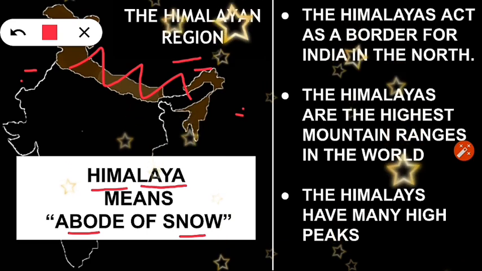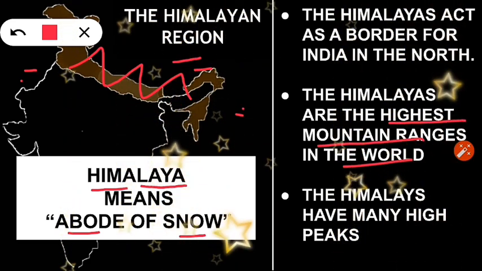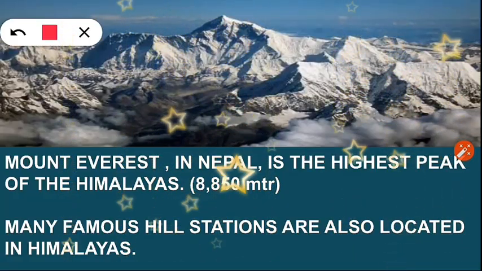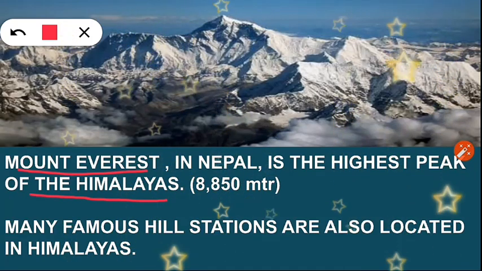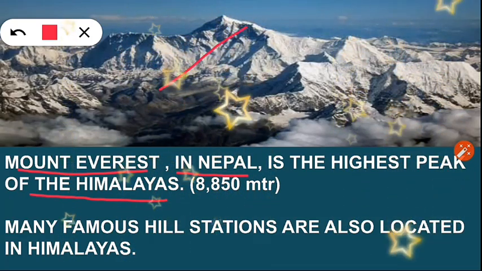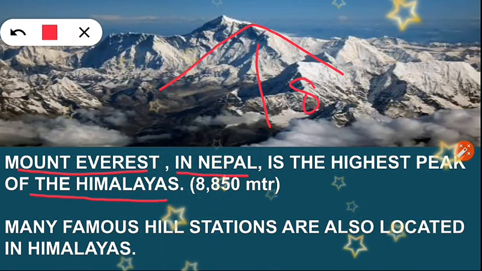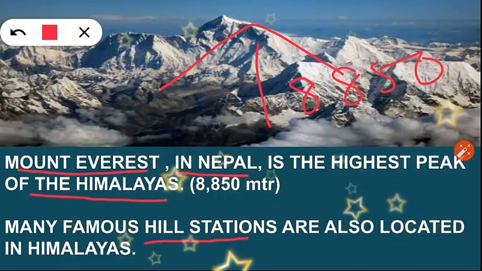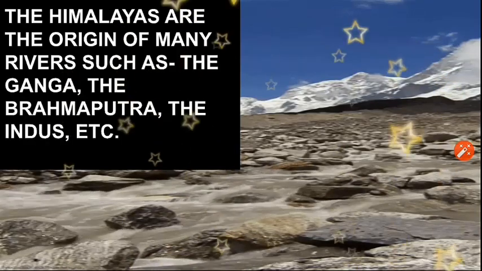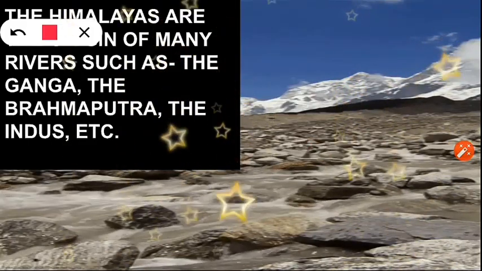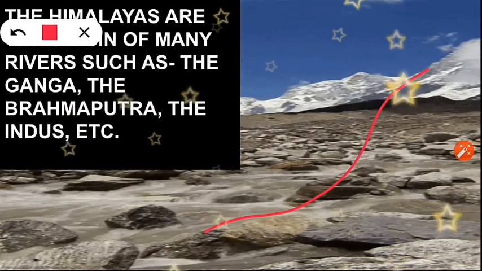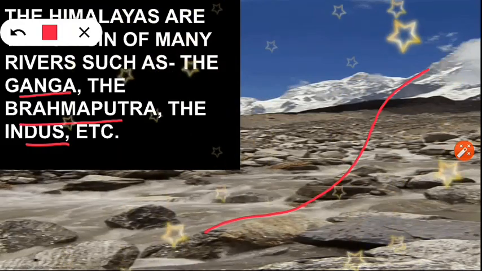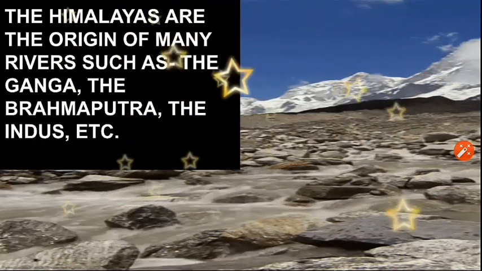Himalayas are the highest mountain range in the world. They have many high peaks. Out of all the peaks, Mount Everest is the highest peak of the Himalayas. It is situated in Nepal. The height of Mount Everest is 8,850 meters. We will find many famous hill stations also located in the Himalayas. Himalayas are the source and the origin of many rivers such as Ganga, Brahmaputra, Indus, Satluj and so on. That means many rivers have originated from the Himalayas.